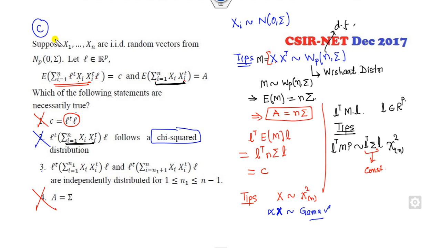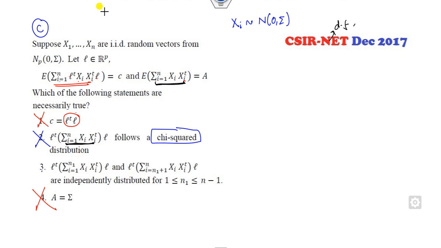This is the first way you can solve this, by using the Wishart distribution. There is one more method. Instead of using the Wishart distribution, you can use the multivariate normal distribution. Here I can choose n as 2 for easier calculation. Then what is that? This value is my x1 square plus x2 square, which is nothing but A.